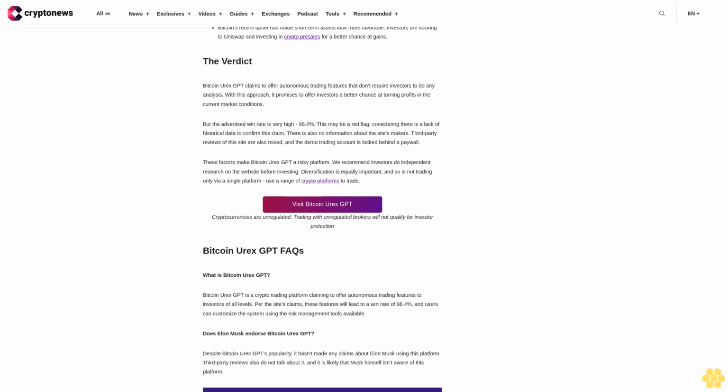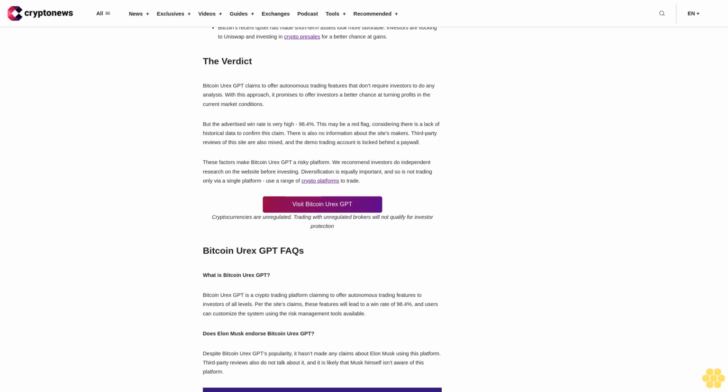These factors make Bitcoin Urex GPT a risky platform. We recommend investors do independent research on the website before investing. Diversification is equally important, and so is not trading only via a single platform. Use a range of crypto platforms to trade. Visit Bitcoin Urex GPT. Cryptocurrencies are unregulated. Trading with unregulated brokers will not qualify for investor protection.